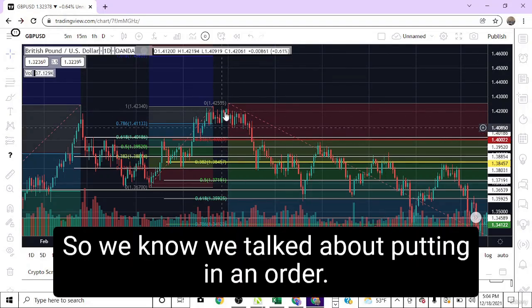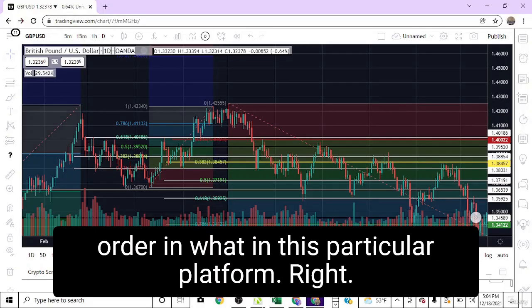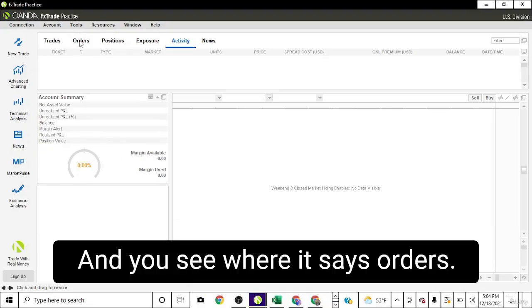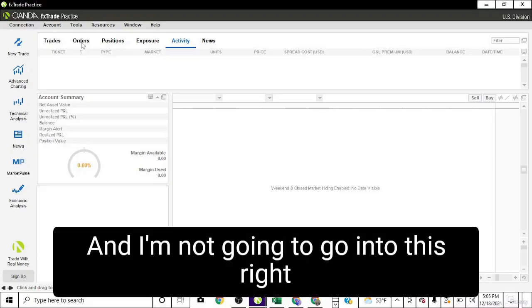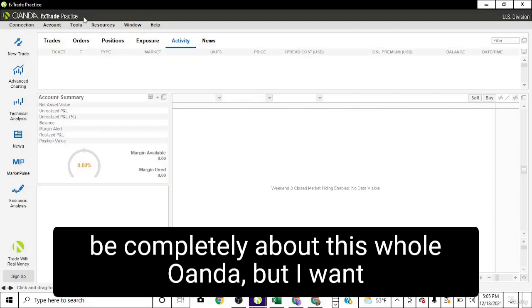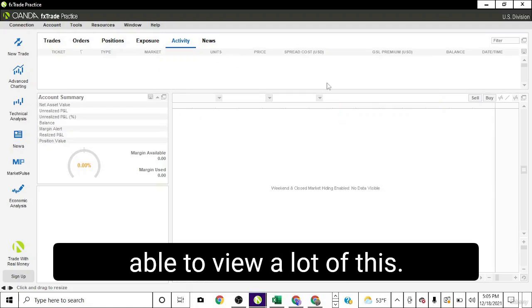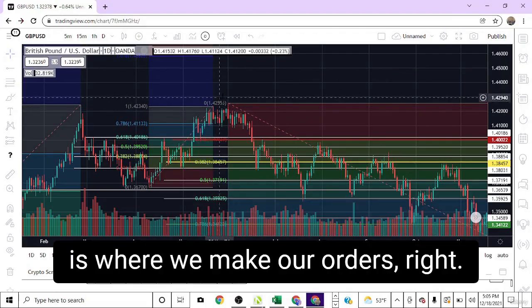We talked about putting in an order. An order is basically you placing an order in what? In this particular platform, right? And you see where this says orders? That's where we would have made our order. I'm not going to go into this right now because the next chapter is going to be completely about this whole OANDA platform. But I want to do it when the market is open, so you'll have a better understanding of being able to view a lot of this. So we're going to talk about that later. I'm going to close out of that. But I will tell you that this is where we make our orders, right?